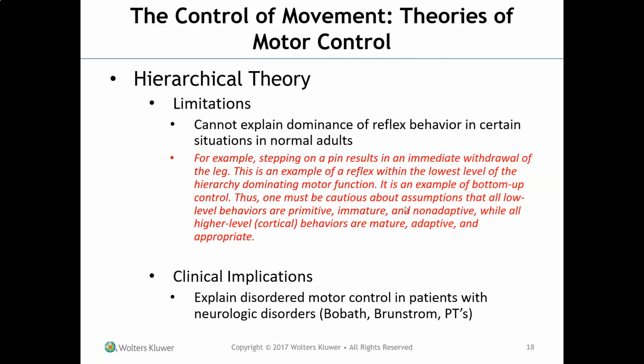Thus, one must be cautious about assumptions that all lower-level behaviors are primitive, immature, and non-adaptive, while all higher-level cortical behaviors are mature, adaptive, and appropriate. So this theory has its own limitations, but some clinical approaches use it to explain disordered motor control in patients with neurological disorders. Bobath and Brunnstrom use this for control, especially with kids with cerebral palsy. I'll give you more examples later, but Bobath is a whole system that uses the hierarchical theory to treat kids with cerebral palsy, Down syndrome, you name it.